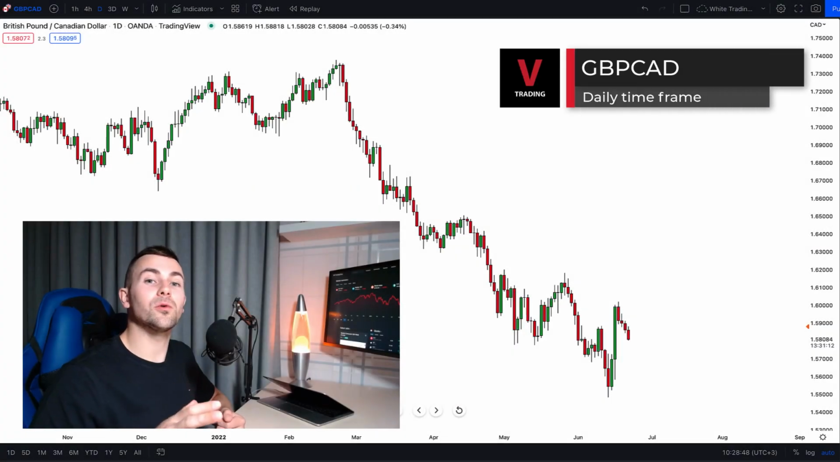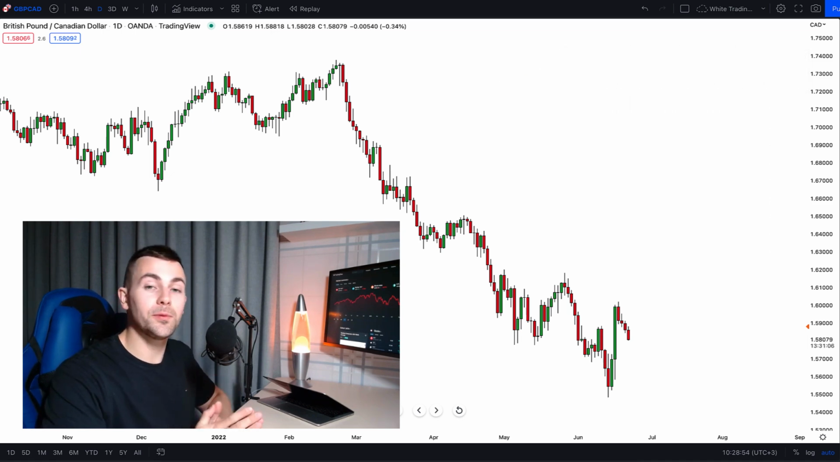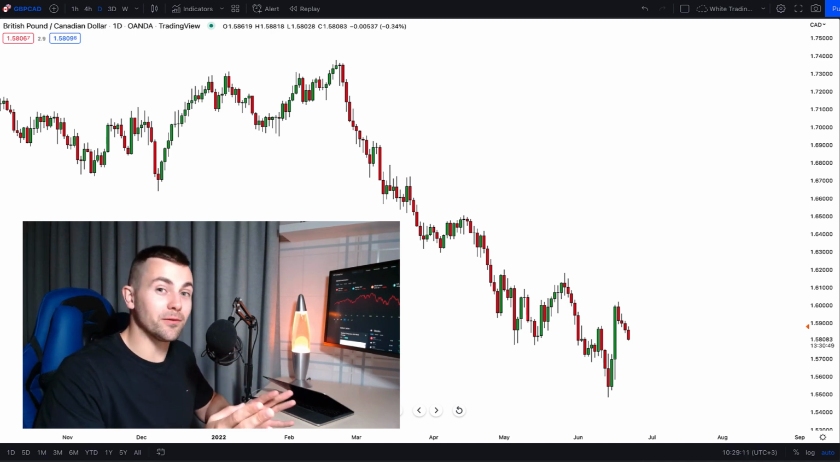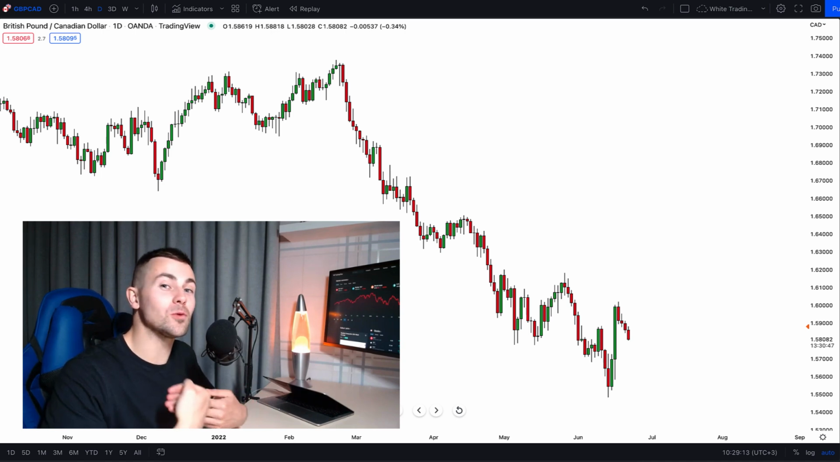I want to start our analysis with the pound cat pair. And traders, the first thing to note about top-down analysis is that we always start with the higher time frame, and the main time frame for us is the daily time frame. On a daily time frame, our task is to identify the current market trend, and then to identify key levels, the points from where we will try to catch this market trend.